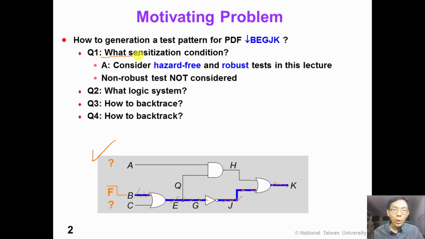Question number 1. What sensitization condition are we going to use? In this video, we are going to consider hazard-free and robust test generation. We are not going to cover non-robust test generation. And question number 2, what kind of logic system are we going to use? And how are we going to backtrace and how are we going to backtrack? So we need to answer these questions in this video.